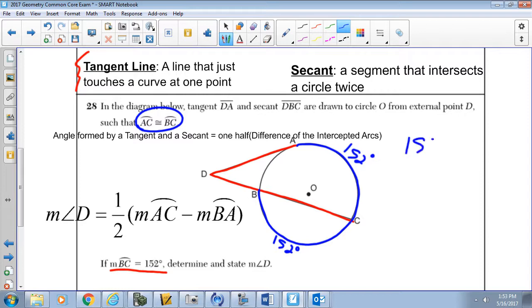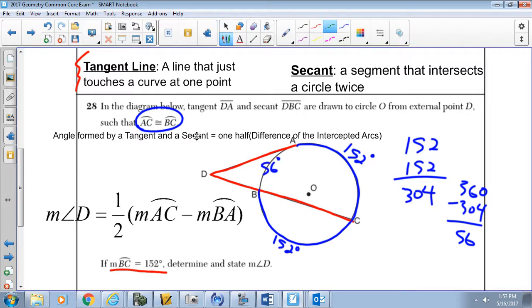Now, we know all the way around has to be 360. So you have 152 and 152. That gives you 304. So that means that the rest is going to be 360 minus 304, which is 56. So this is going to be 56 degrees here. That's arc BA, this arc here, 56. So that's going to help us, hopefully. Maybe it won't, but we like to write down all the information that we can. Now the angle we're looking for is actually this angle right here.